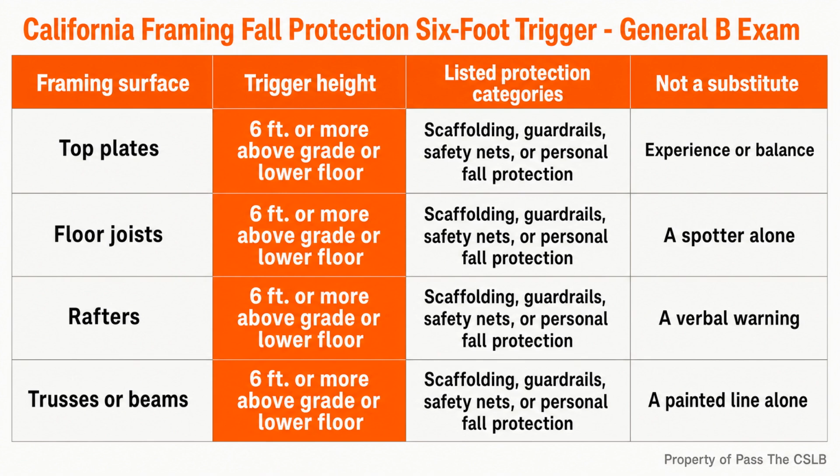Fifth, inspect before concealment. An exposed defect is a coordination problem. A hidden defect becomes a demolition problem. Sixth, protect the worker. At 6 feet or more on the listed framing surfaces, provide an allowed fall protection system. The memory line is simple. Solid-sawn gives you limits. Engineered gives you instructions. Flange means stop. Web means check. When the information is missing, the cut waits.